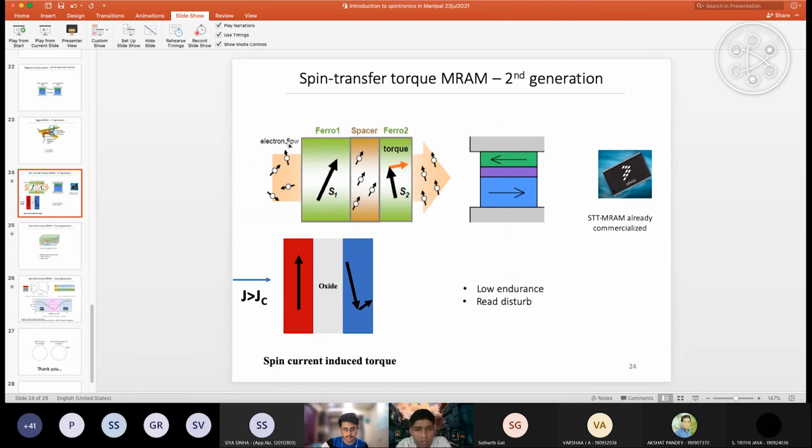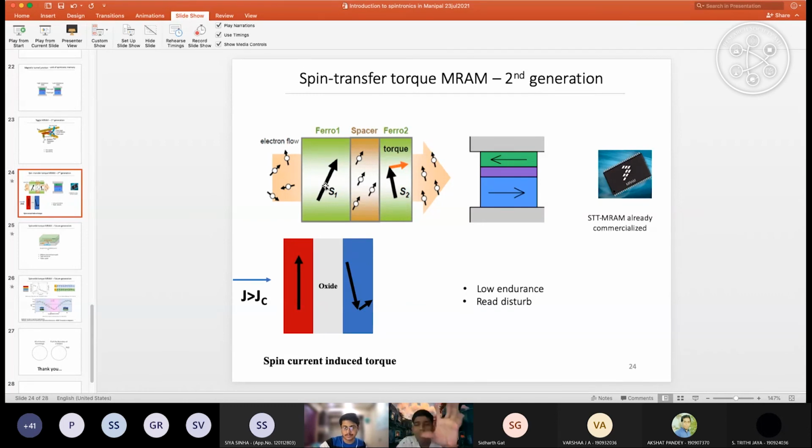So these electrons, what happens when they pass through this thick layer? They get the spin of this layer. Okay. Initially their spins are in different directions. Once they pass through this layer, they all align in the direction of this layer. Okay. Then these electrons go to this layer and they transfer their angular momentum. So if this layer was in the opposite direction, it will switch again to the direction of this. So this is known as transfer of angular momentum from a spin.